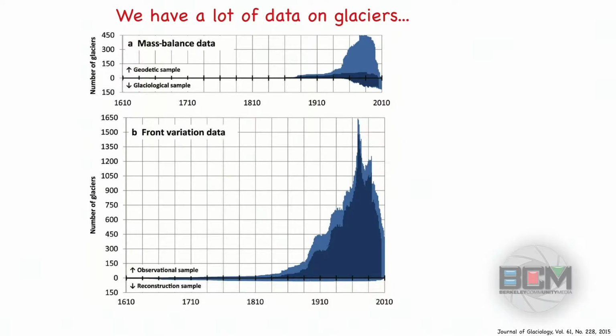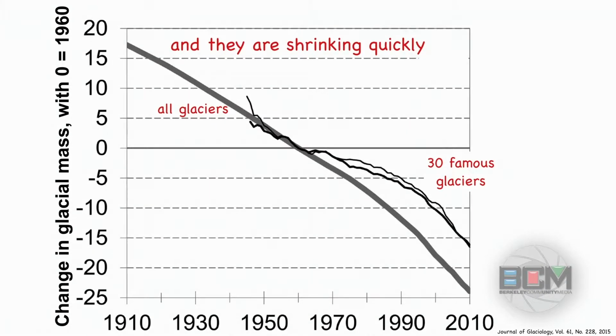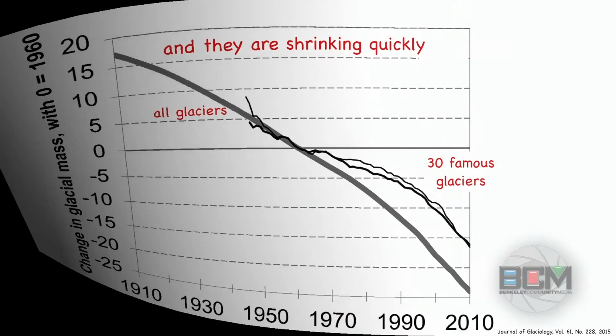So we have a lot of data on glaciers. Here's the number of glaciers that we have measured. We've measured their mass in one way or another, or we've measured their front. Thousands of glaciers have been measured by scientists. And here's the trend line up to 2010. This dark curve represents all the glaciers. And these jagged lines here represent the data just from 30 so-called famous glaciers. The answer is the glaciers are shrinking, and they're shrinking quickly.